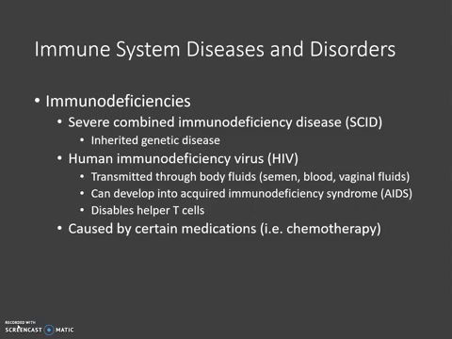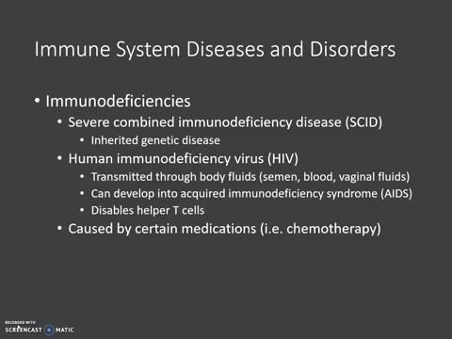So first of all, there's one type called severe combined immunodeficiency disease, or SCID. And this is an inherited genetic disease in which the immune system doesn't work properly. You may have heard about the boy that lived in a bubble. He had this disease and was therefore not able to fight off pathogens that wouldn't be fatal to someone with a healthy immune system.